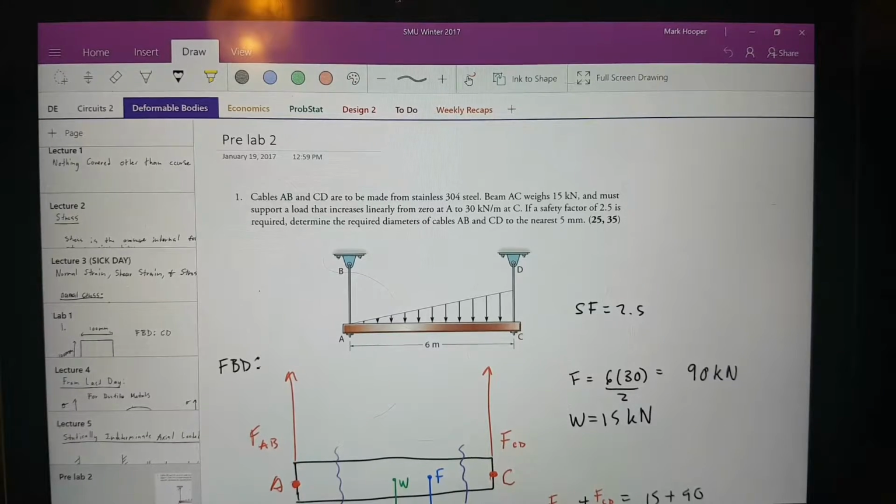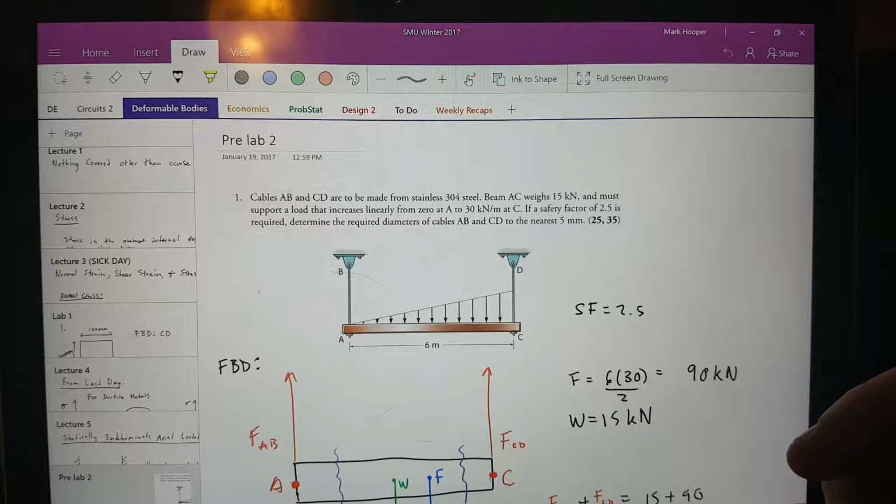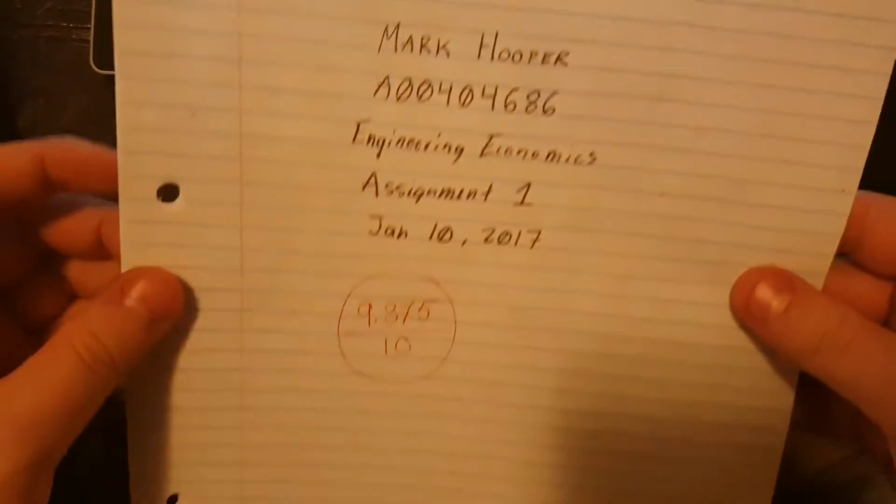Alright, so we covered quite a bit in the last 2 weeks in all the courses. I might have to split this up into a couple of videos, but in the meantime, I'm just going to go through various assignments that I've done, that I've got marked and sent back. So here's Econ, the first assignment.